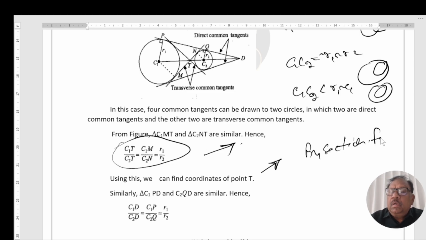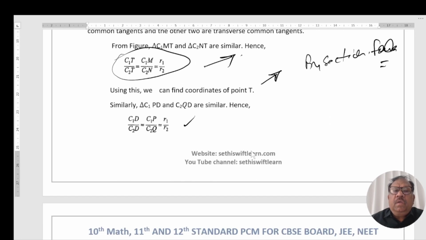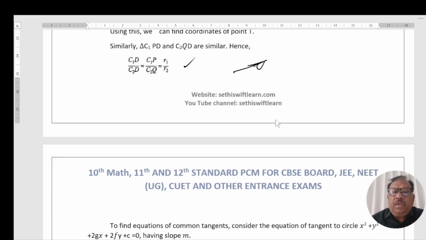By section formula, right? Similarly, in triangles C1 PD and C2 QD, they also divide in the same way. So we can find the common point of tangent, right?